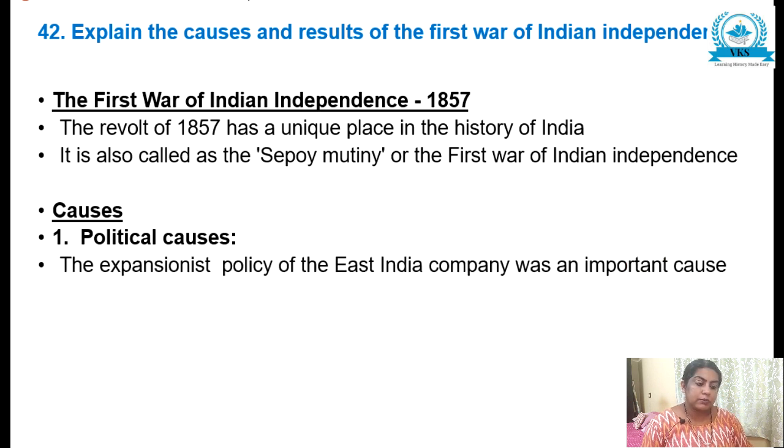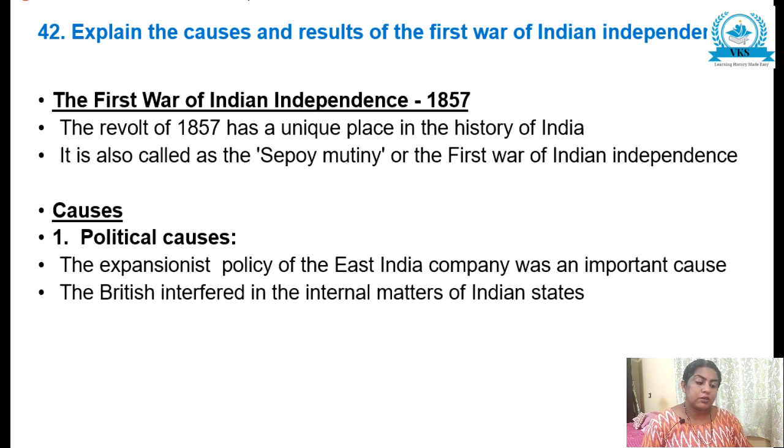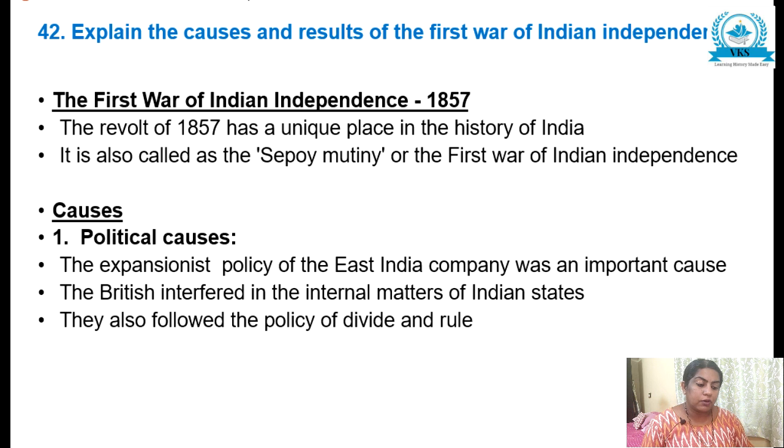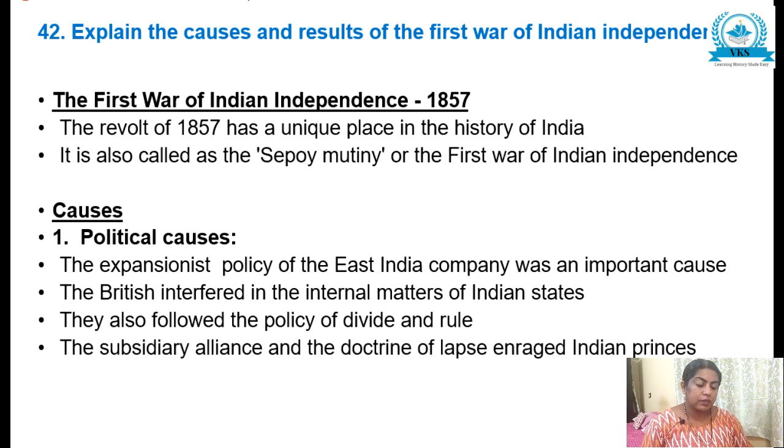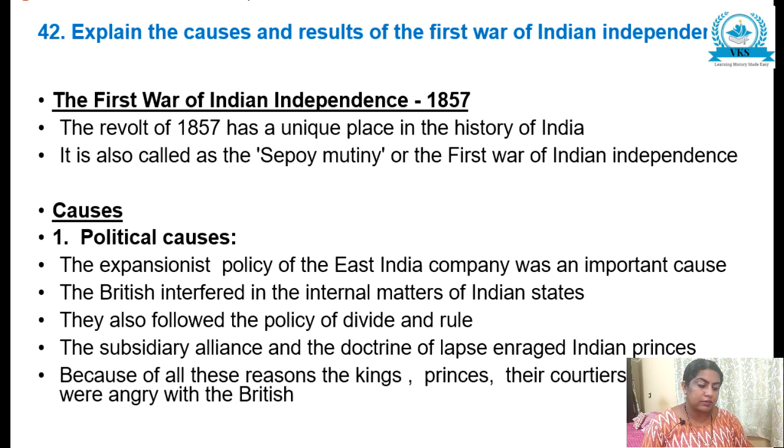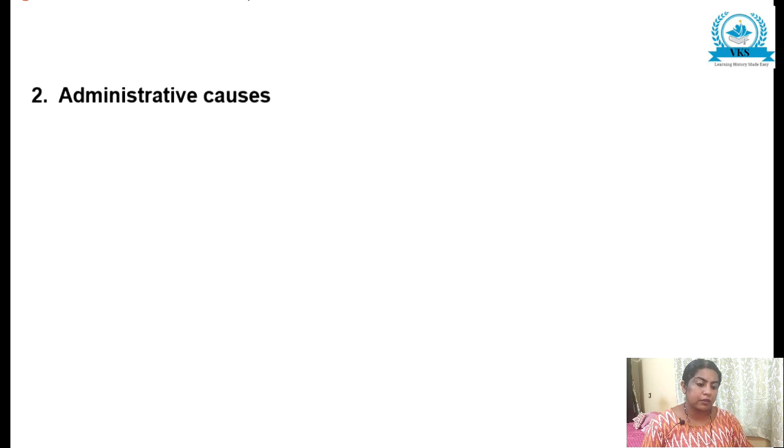The expansionist policy of the East India Company was an important cause. The British interfered in the internal matters of Indian states. They also followed the policy of divide and rule. The subsidiary alliance and the doctrine of lapse enraged the Indian princes. Because of all these reasons, the kings, princes, courtiers and tenants were angry with the British.